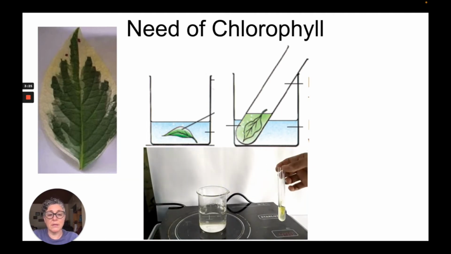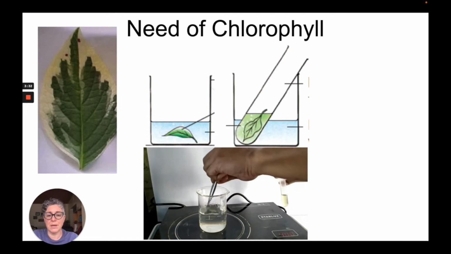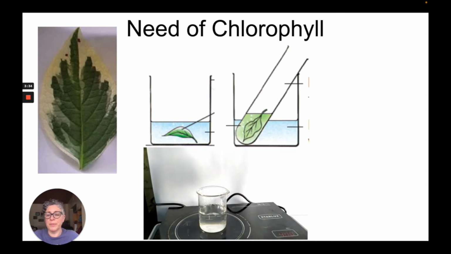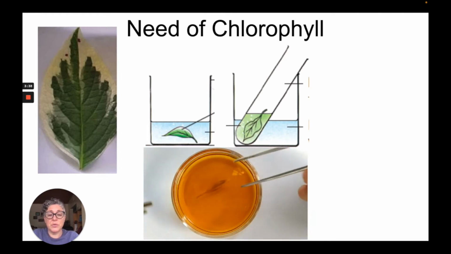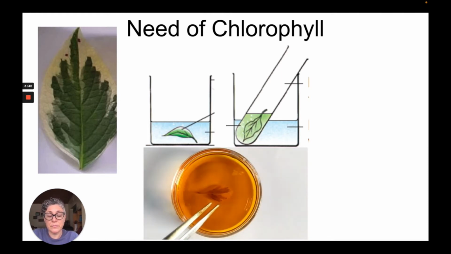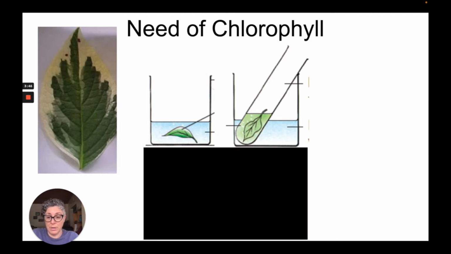Okay, once the green has been removed, you can remove the leaf from the tube. It's now pretty brittle, so we just dip it into the hot water to soften it up again a little bit, and then we place it into the iodine. And now we see that the area that initially was green, where the green had been removed, has turned blue-black.